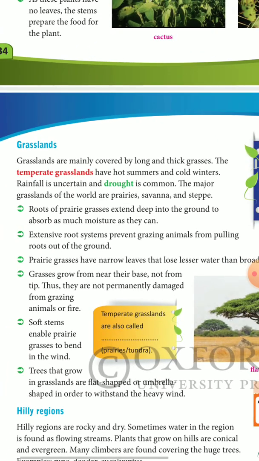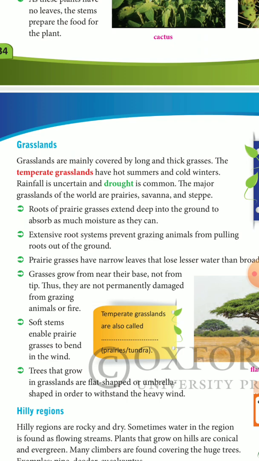Now the roots of prairie grass extend deeply into the ground to absorb as much moisture as they can. As I already explained to you, the atmosphere is such that it may rain or the drought is very common. The rainfall is not certain, so the roots have to go deep inside to get the water. The extensive root system prevents grazing animals from pulling the plant out of the ground. As the roots are very deep inside, the animals eating cannot pull out the plant just like the grass that grows in your lawn.